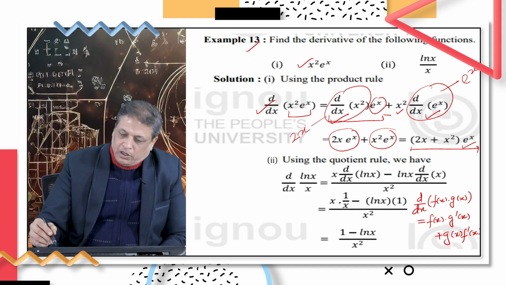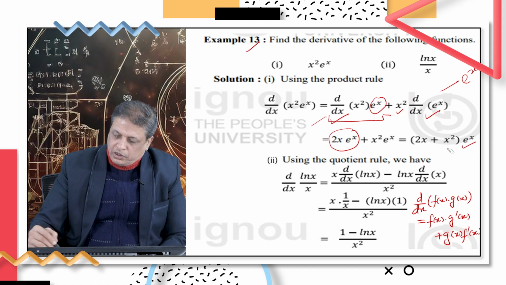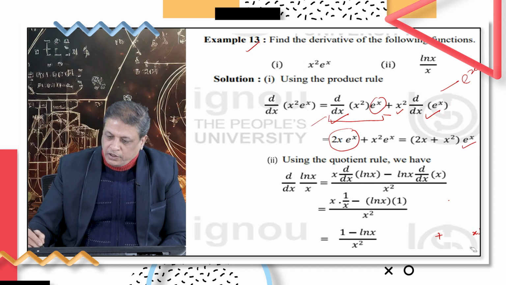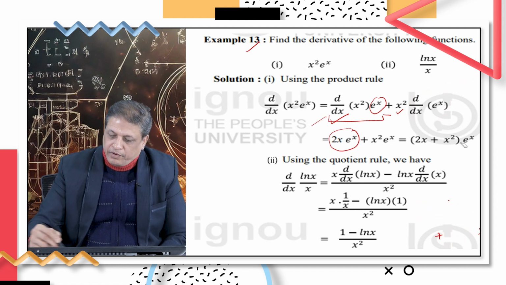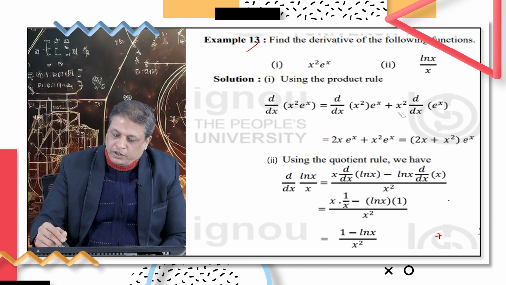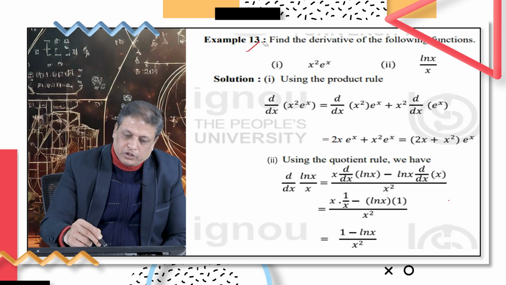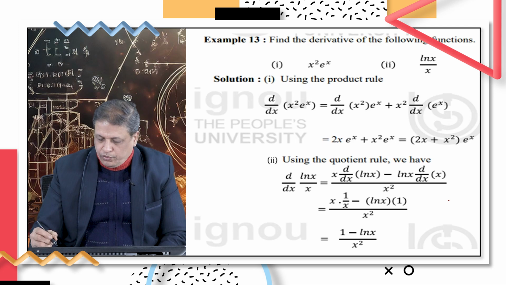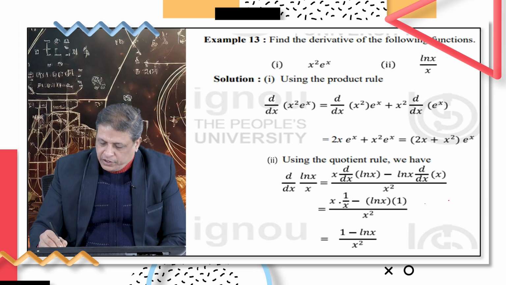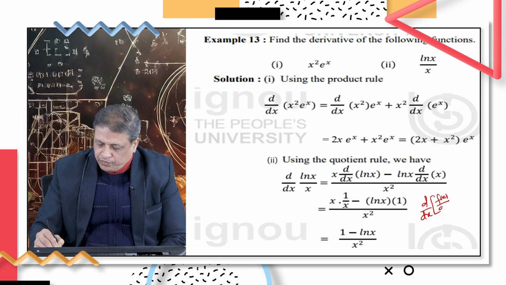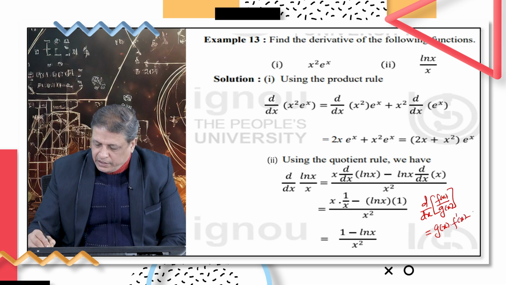Now let's solve the other question given to us. The other question is natural logarithm of x divided by x. Since division exists over here, we are supposed to apply the quotient rule. What does the quotient rule say? That d/dx of f(x) by g(x) is equal to g(x) into f dash x minus f(x) into g dash x upon g(x) square.